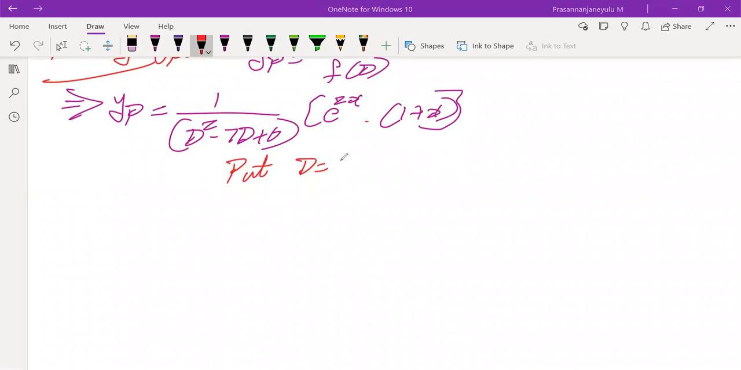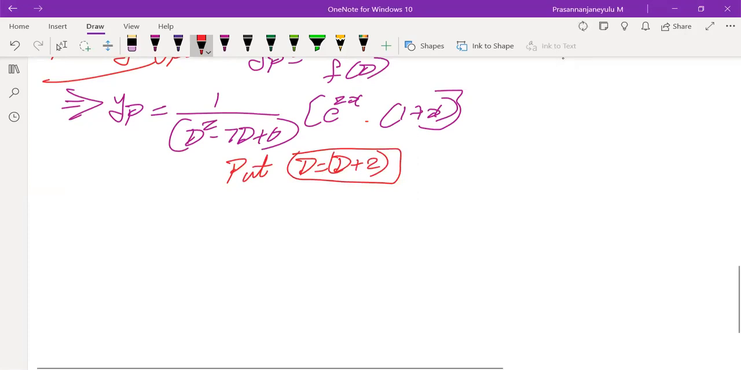What is type 4? Substitute d equals d plus a, where the a value is the exponential x coefficient. So d equals d plus 2. Yes, correct. This is important. It is in the form of type 4. Am I writing anywhere type 1, type 2, type 3, type 4, type 5 like this in the problems? No. Just by observing, we call it type 1, 2, 3, 4, 5 like that.